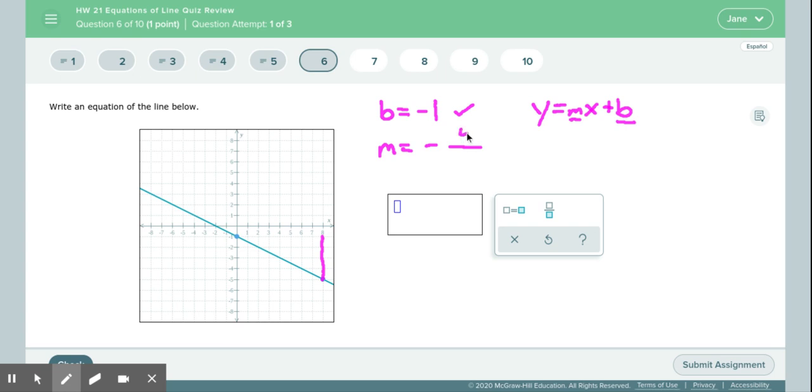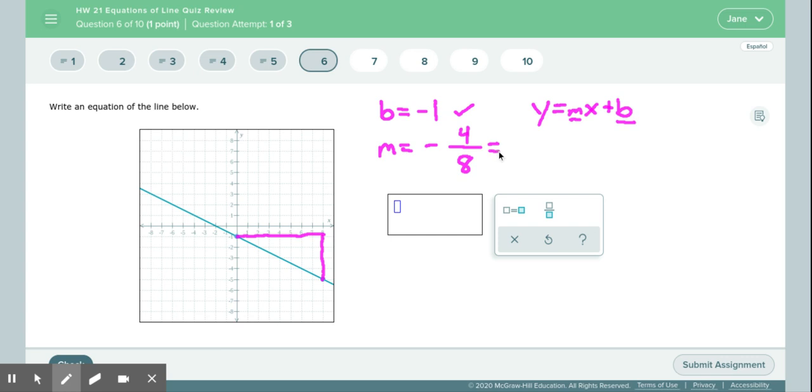So my rise is 4. And then how much do I have to go over? So that's 1, 2, 3, 4, 5, 6, 7, 8. So that's my run. How much do I have to go over? And I don't need to worry about positives or negatives because from the very beginning I determined the slope's going to be negative.